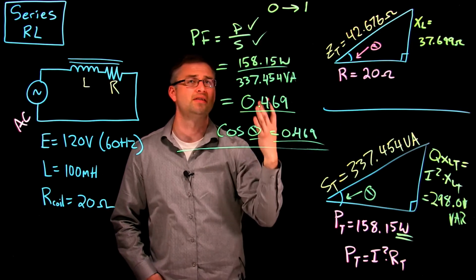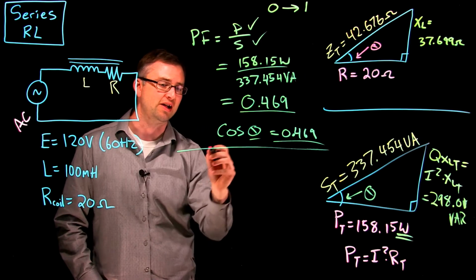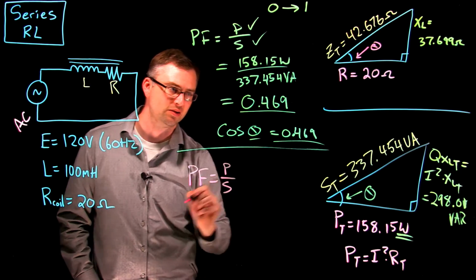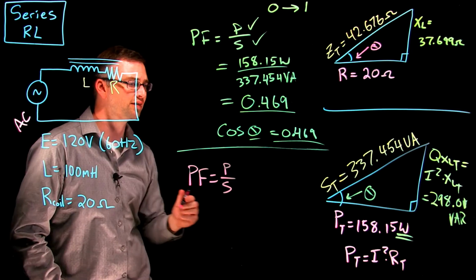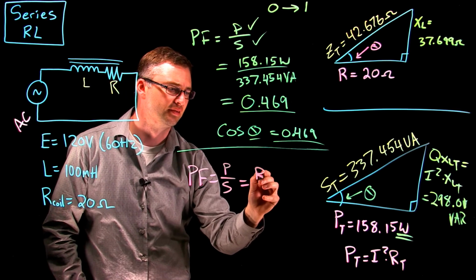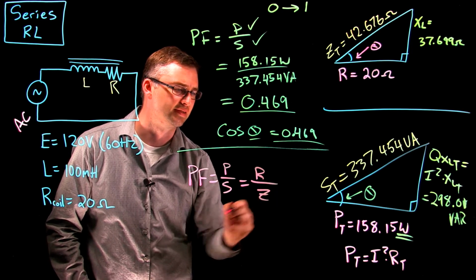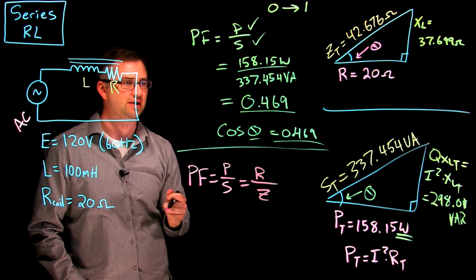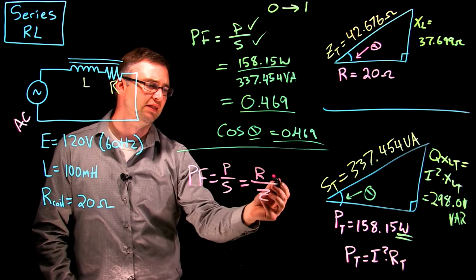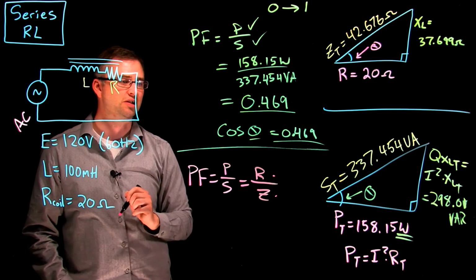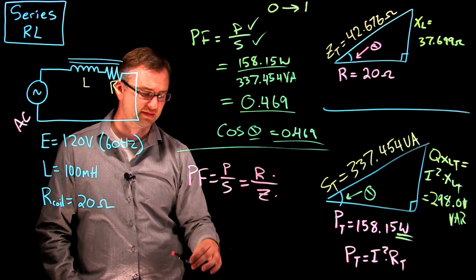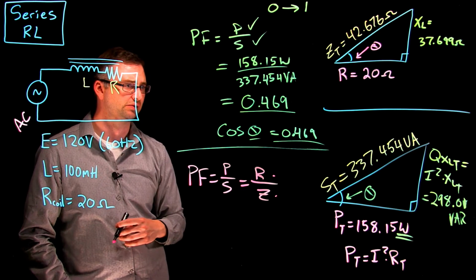So you can also make the statement that the power factor is not only the power over the apparent power, but it's also the resistance over the impedance. It's very easy to make that jump because the shapes of the triangles are the same, so if you have these two values, you can get your power factor the same way, R divided by Z, and that's exactly what you're able to do.